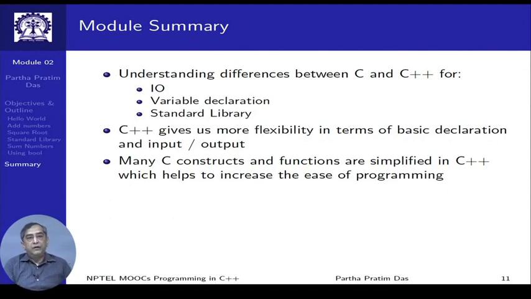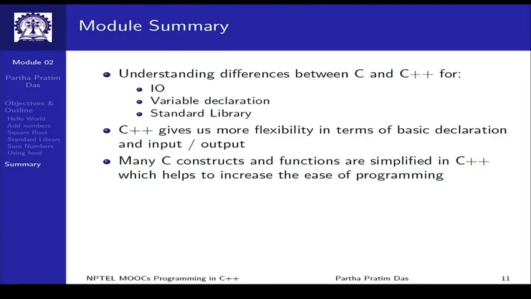So, in this module, we have tried to understand the basic differences between C and C++, with specific focus on how you perform input output, how you declare variables, and how the standard libraries of C and C++ are used in C++. And we have started to see that C++ gives us more flexibility in terms of how we can declare and how we can do input output. Now, we do not need those complicated printf function calls, where the formats are in a separate string and variables are listed separately. We do not need to remember that scanf needs the address of variables and so on. And in this way, many constructs and functions have been simplified in C++, which will help in the increased ease of programming.